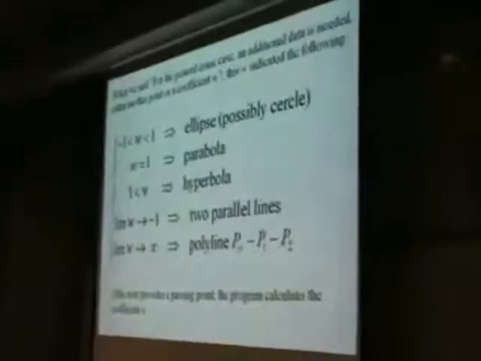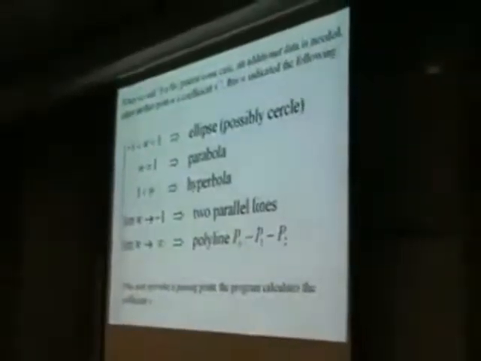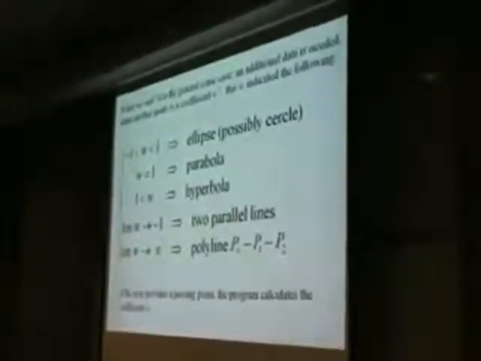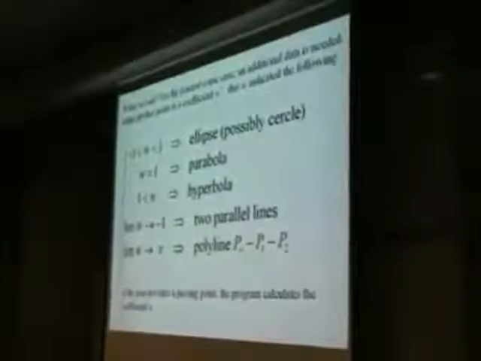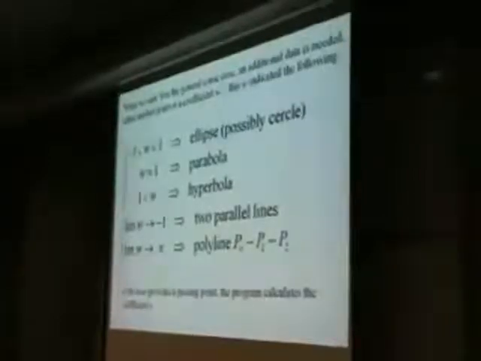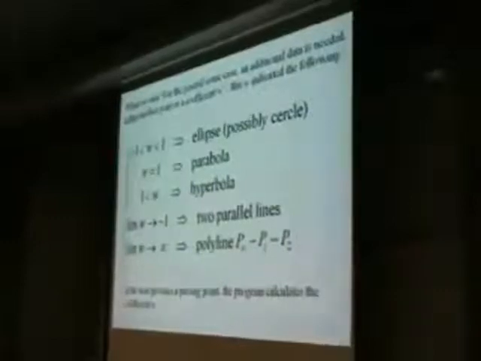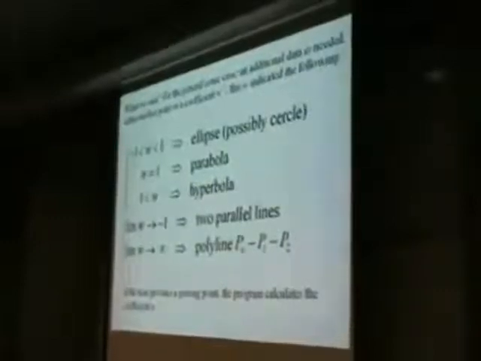If the coefficient is between minus one and one, we will get an ellipse. It could be a circle if the measures are suitable. If W is about one, we get a parabola, and for greater values of W, we get a hyperbola.